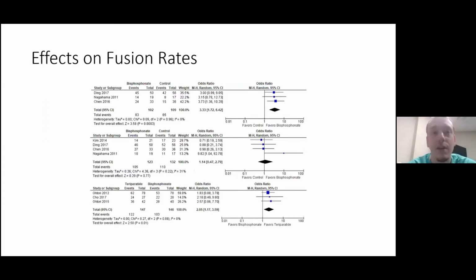In respect to the effects of treatment of patients with osteoporosis on fusion rates, bisphosphonates had some interesting findings. When we compare bisphosphonates to a control group at 6 months after the fusion procedure, bisphosphonates had at least 3 times higher fusion rates. But at 12 months after surgery, the bisphosphonate group had no different outcomes in respect to fusion rates when compared to the control group. In 3 studies that compared teriparatide to bisphosphonate, there was overwhelming evidence that at 12 months, patients treated with teriparatide had higher fusion rates than the bisphosphonate group.